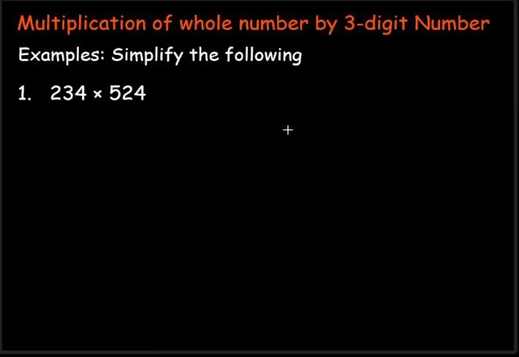Number one, simplify 234 times 524. So let's see what we get there. 234 times 524. Okay, so let's see.